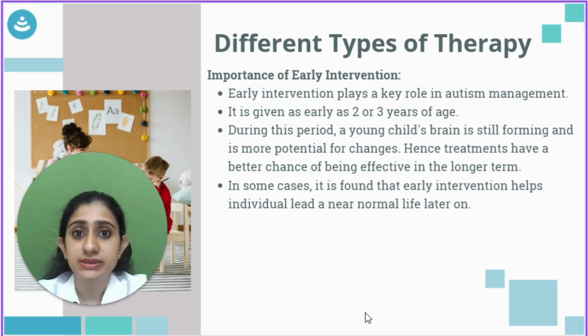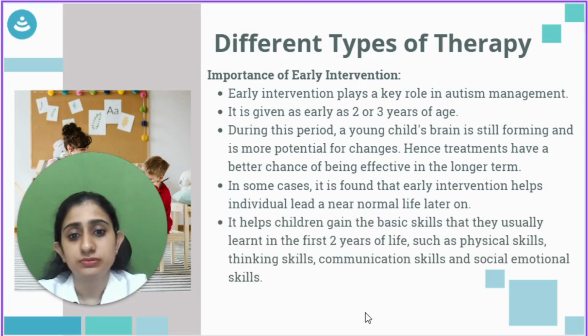And also in some cases, it's been found that early intervention helps a child to lead a near normal life later on. So it focuses on building up skills that are usually learned in the first 2 years of life. This may include physical skills, playing skills, thinking skills, communication skills, as well as social and emotional skills.